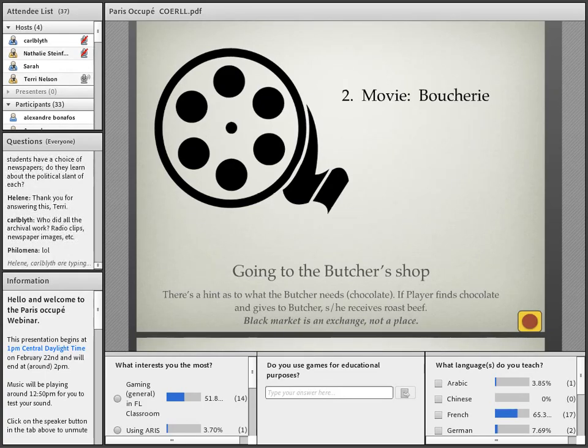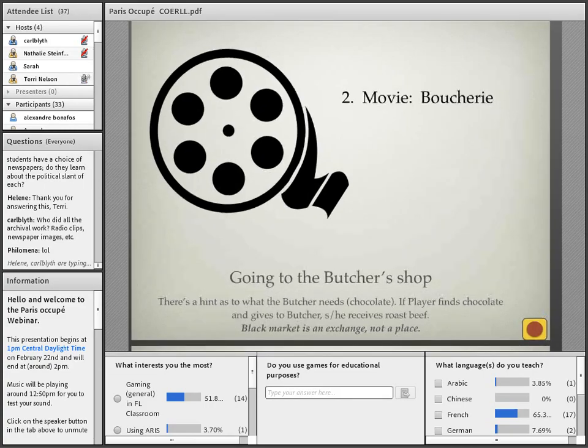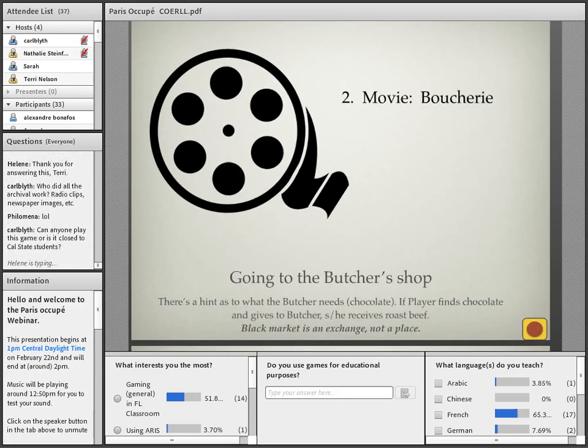So they thought that the black market was a place that you went to, and they didn't understand that the black market is actually an exchange. And so once we started talking and they found out, oh, one of them had found the chocolate and had given it to the butcher and had gotten this extra treat, then they started to really understand what the black market was. They had no idea before then.